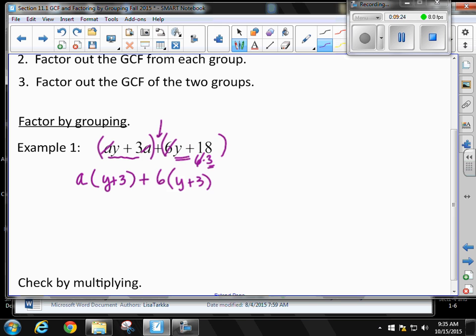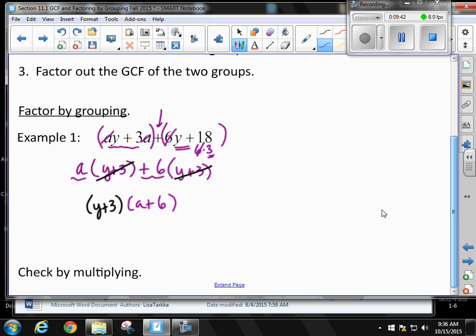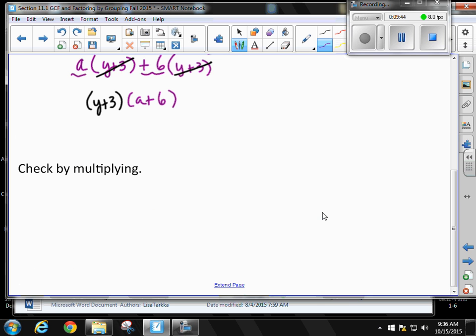If you notice now, each of my groups has a factor of y plus 3. Those have to be exactly the same for them to be a common factor. If I take out my common factor and I look at what is left, a plus 6. And I can always check my factoring by multiplying that back out. Y plus 3 times a plus 6.